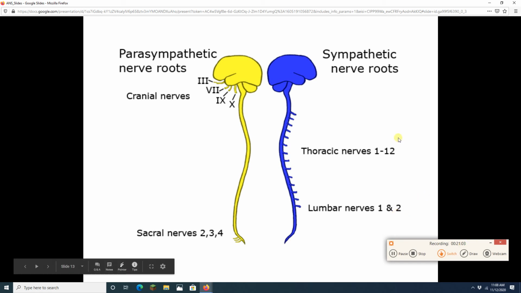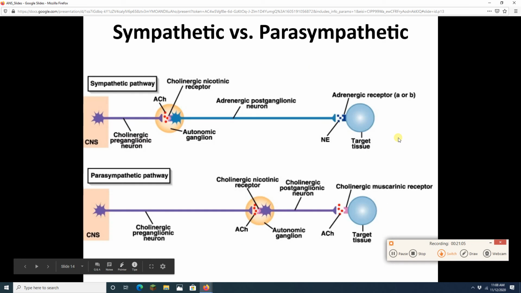Okay, good stuff. Let's double check that pathway and compare those two again. In both situations, 2-neuron pathway between the CNS and the target tissue. CNS, target tissue, 1, 2. There's always a ganglion where the 2 neurons meet. The first neuron is called the preganglionic. The second neuron is called the postganglionic, sometimes called the ganglionic as well.